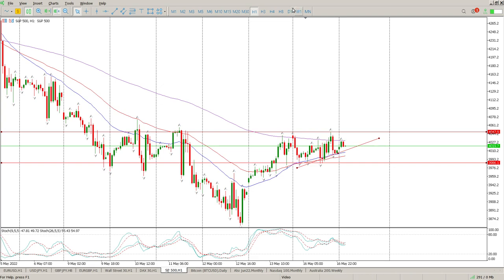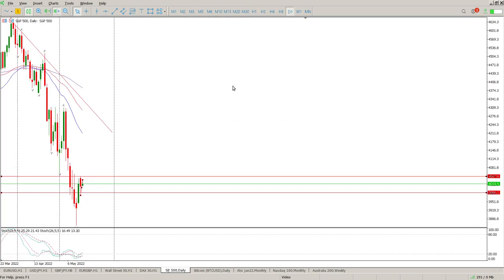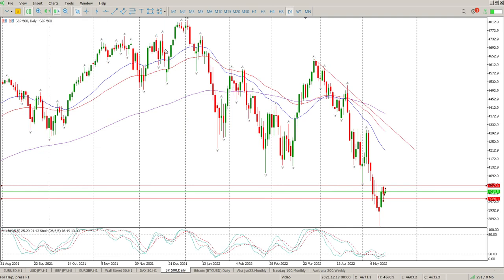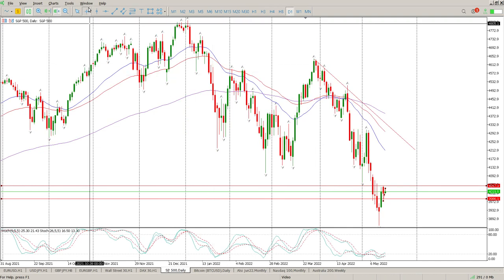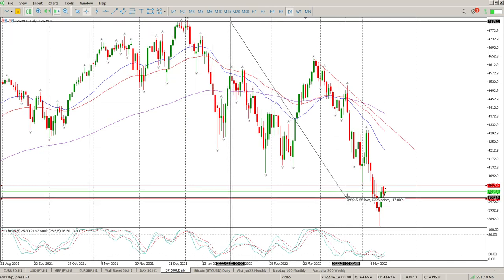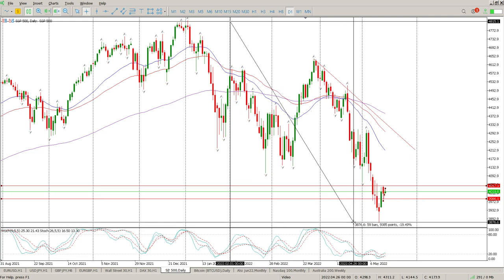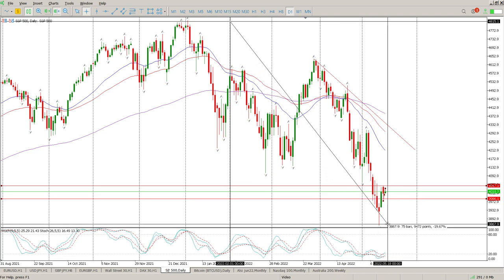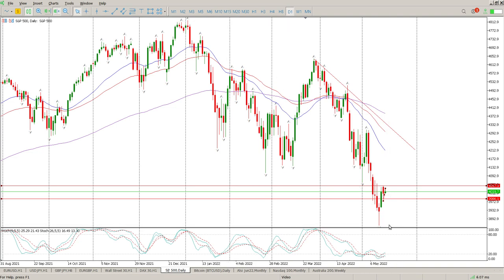It's been a very healthy pullback, and if you just look at it on the daily, we have pulled back just short of 20%, so 19.78% roughly, and that is a healthy pullback.